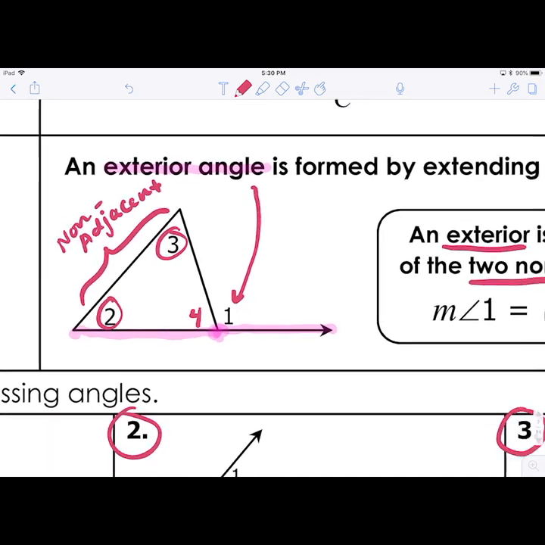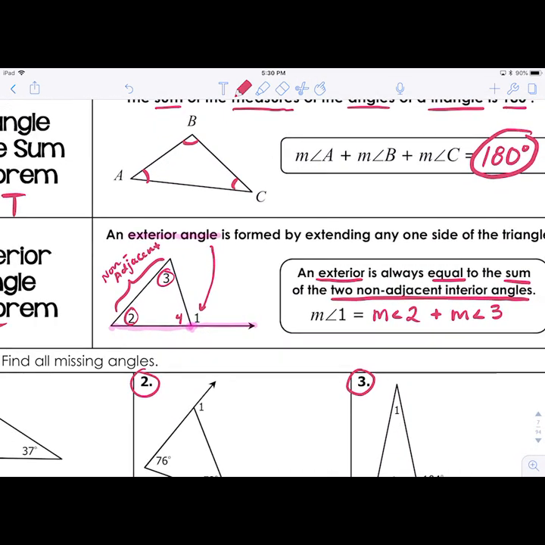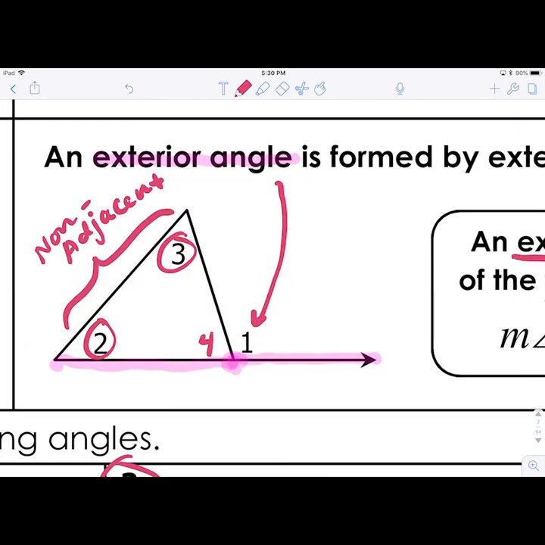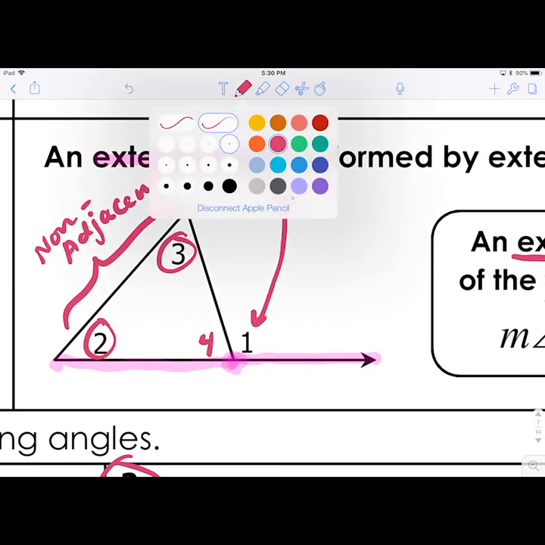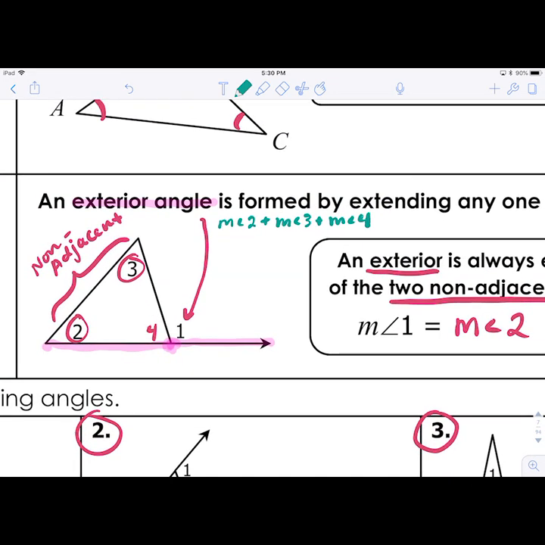We could do a little proof here. We're left with this statement: the measure of angle 1 is equal to the measure of angle 2 plus the measure of angle 3. What would we know about angles 2, 3, and 4? If we added the measure of angle 2 plus the measure of angle 3 plus the measure of angle 4, we know that gets us 180, by the theorem we just talked about up top.